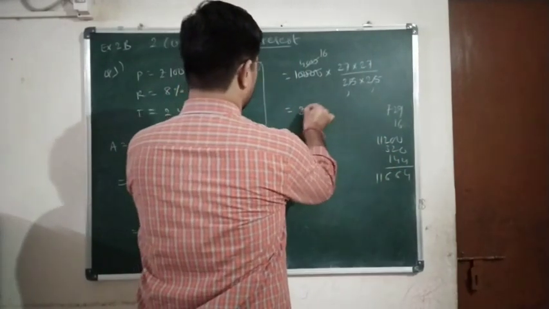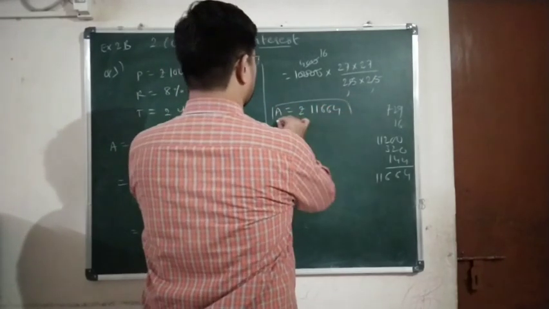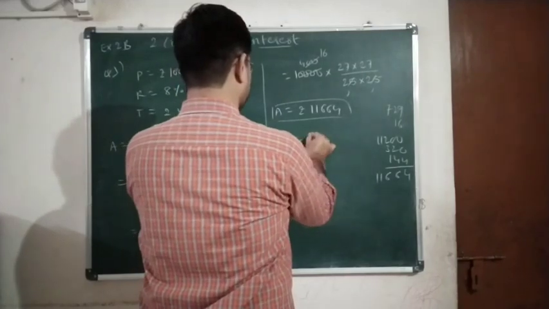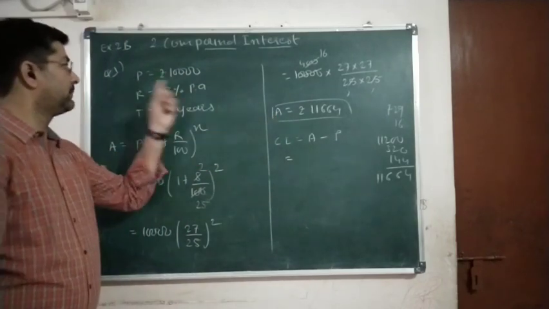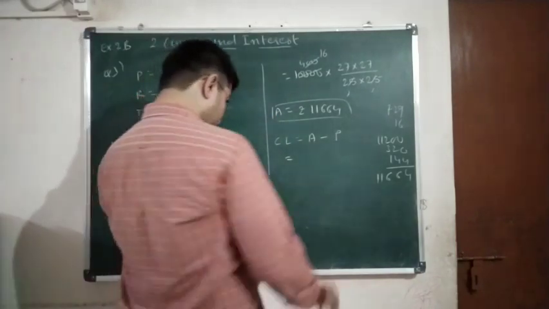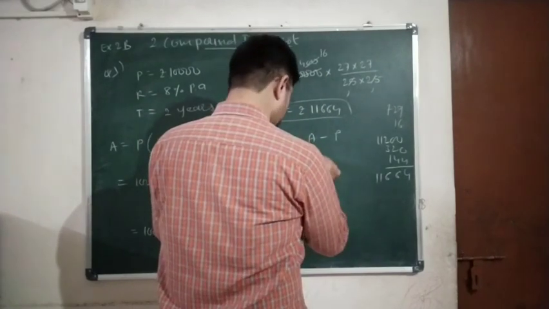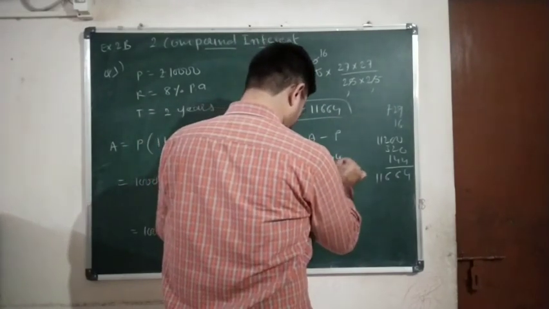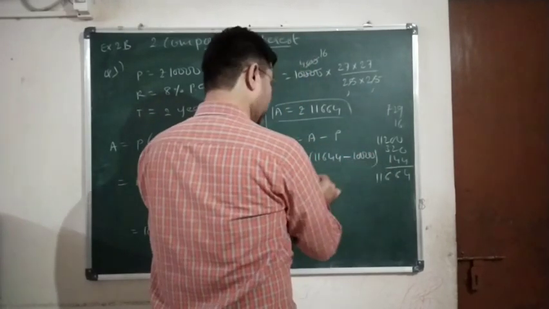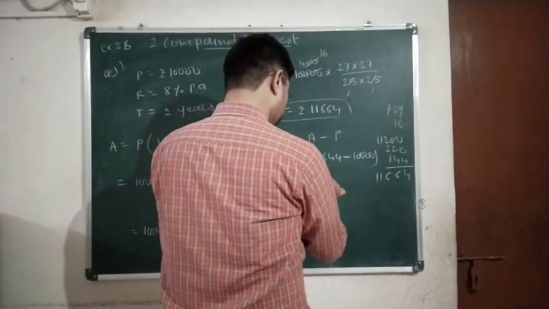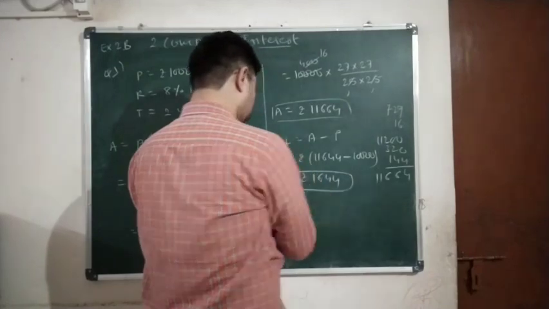11664. So rupees 11,664 is the amount. Now we can calculate CI by putting the formula A minus P, where A is the final amount and P is the initial principal, or principal for the first year. So rupees 11,664 minus 10,000 will be rupees 1,664. So this is the CI.